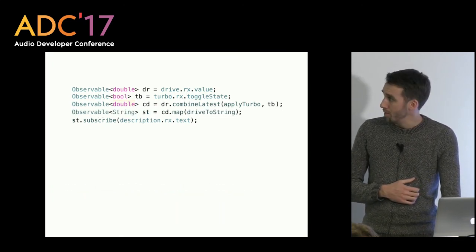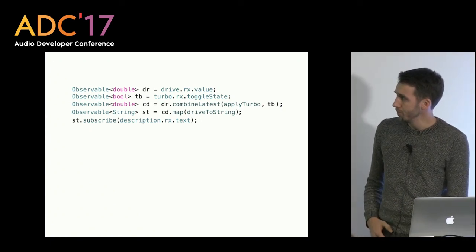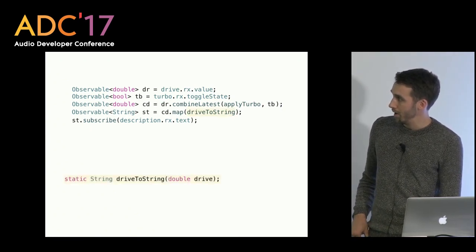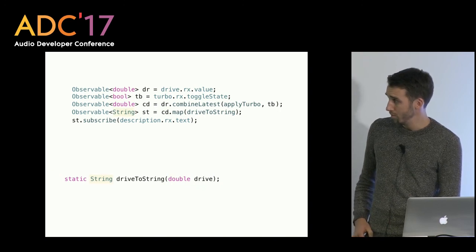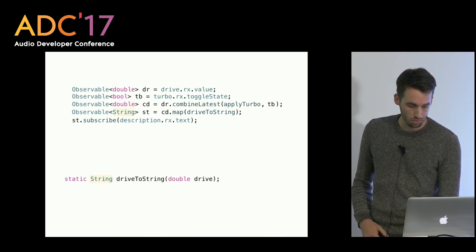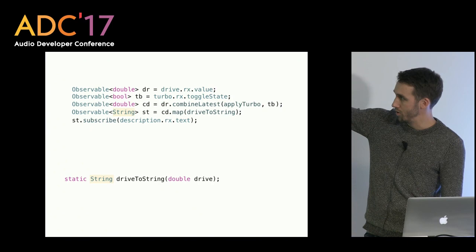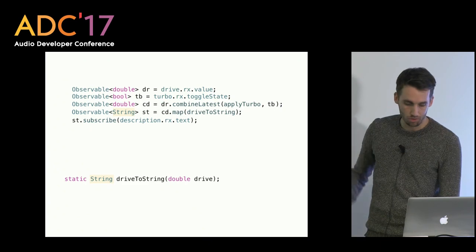One other thing we can do is create another local variable, and this is a result of calling map. And here it's similar to combine latest. We have the drive to string function, and it takes a double, which matches this observable here. And since drive to string returns a string, the resulting observable is an observable string. And again, here nothing really happens. It's just wiring up behind the scenes, and it's not calling drive to string yet.